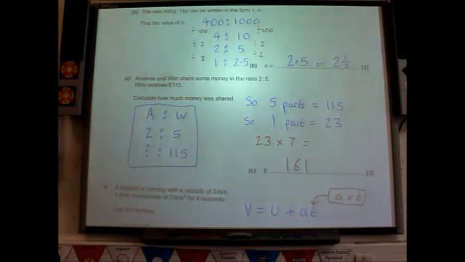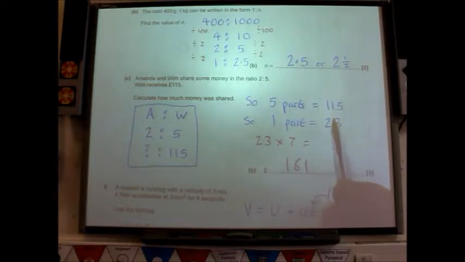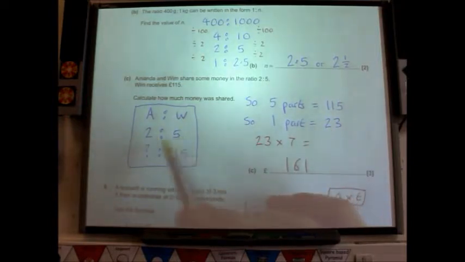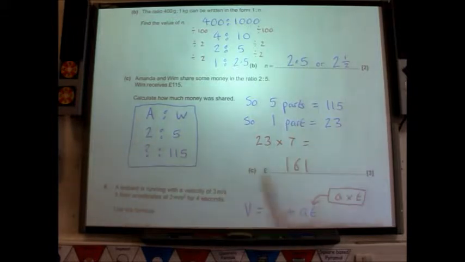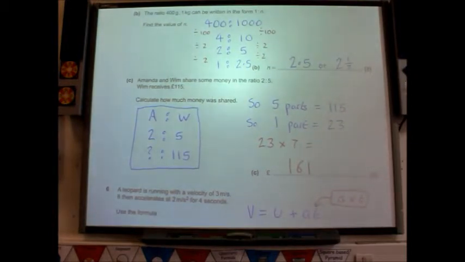So what I'm going to do is that I know that 5 parts is 115, because you can see it there because of how I've set it out. So that means 1 part must be 23, because I've divided it by 5. So if 1 part is 23, there are 7 parts altogether, so just do 23 times 7, which is 161. Or you could do 2 lots of 23, which is 46, then add these 2 together, you still get 161. I'll say this a lot during this video, but show your full workings for it, please.